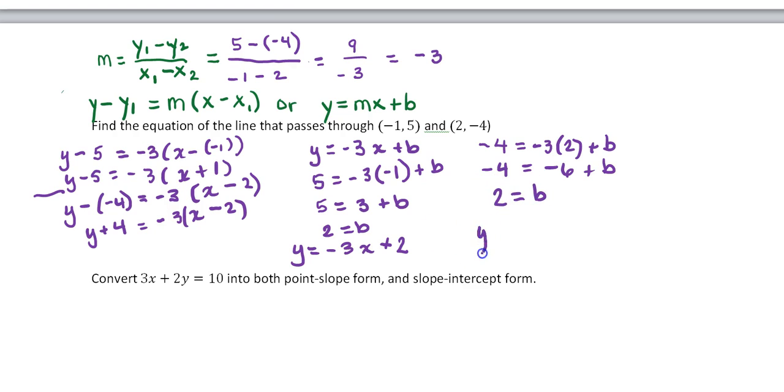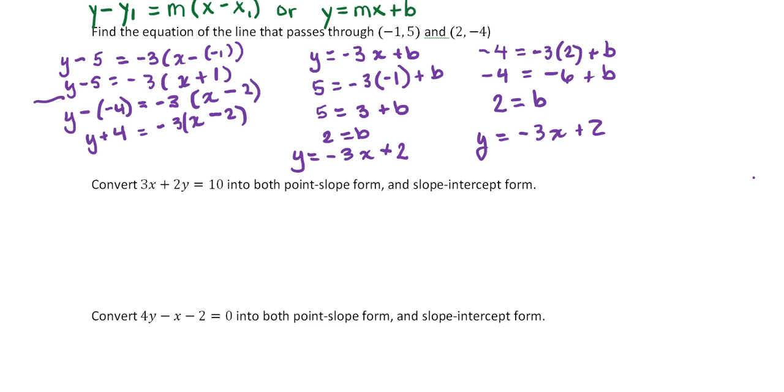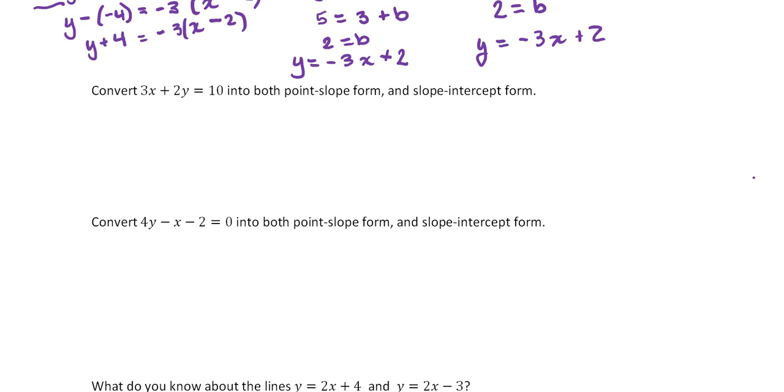So it becomes real clear that this is going to be the exact same equation of the line. So negative 3x plus 2. All right. So there's four equations of the line that were provided since we went through both of the points in each of the different forms. All right, so we're going to convert this next equation into point slope form and slope intercept form.